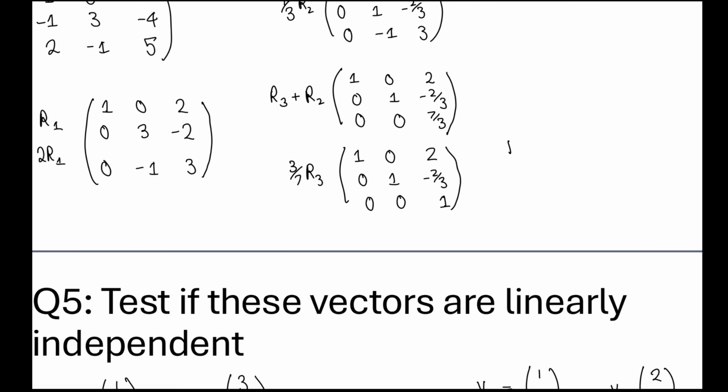So here we can see the rank of the matrix is 3, and the number of vectors we had was 3, hence they are linearly independent. So the same as what we got before.